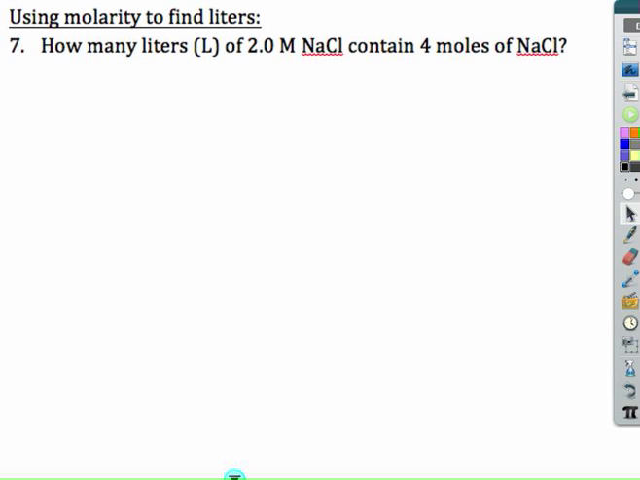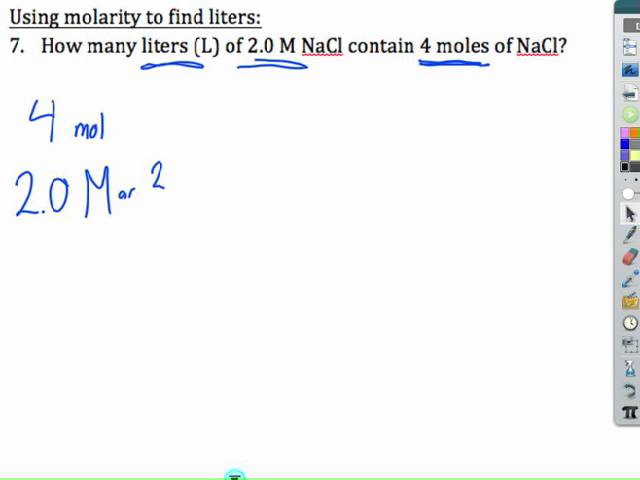Okay, very similar problem, only instead of looking for moles, we're looking for liters. The problem says how many liters of a 2 molar NaCl solution contains 4 moles of NaCl. Okay, so I have a solution of salt water. If I want just the salt, how many liters would I need to have 4 moles? You might be able to figure it out intuitively, but if not, our knowns are 4 moles and 2 molar or 2 moles per liter. Okay, same thing.